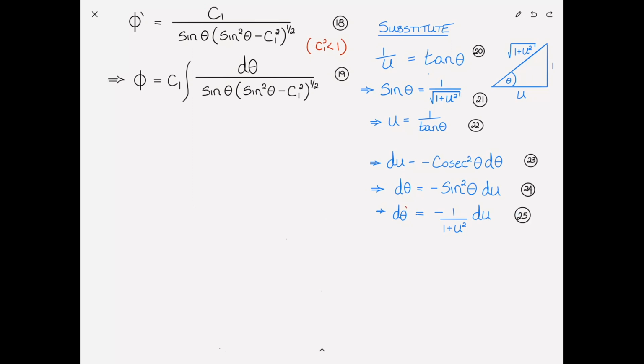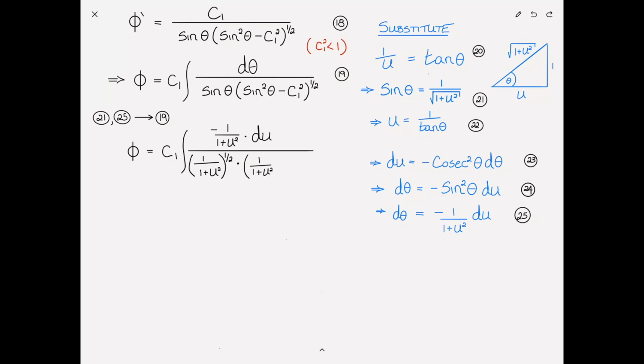We have an expression for d theta, and we have an expression for sine of theta, and we can plug these in here. Substituting equations 21 and 25 into 19, we get that phi is equal to c1 times the integral of, and then I just simply substitute for d theta, I substitute for sine theta, I substitute for sine squared theta, and the rest is the same. That's equation 26. Now I can simplify this part.